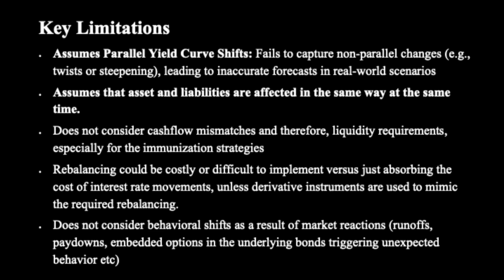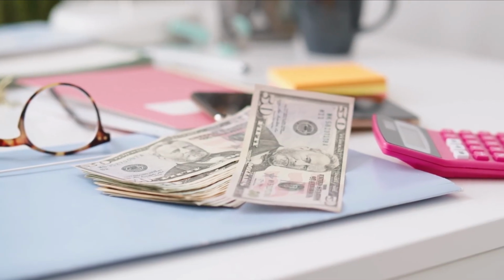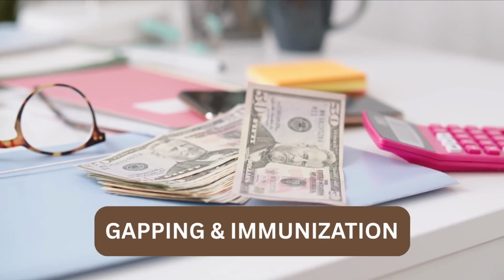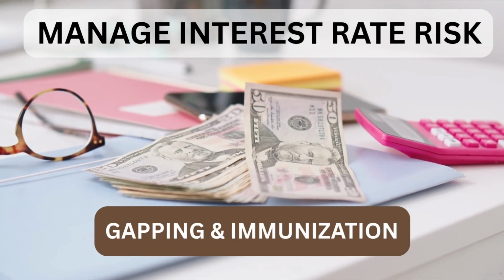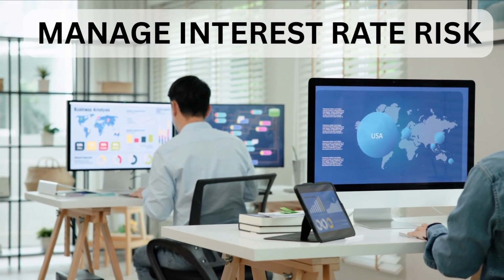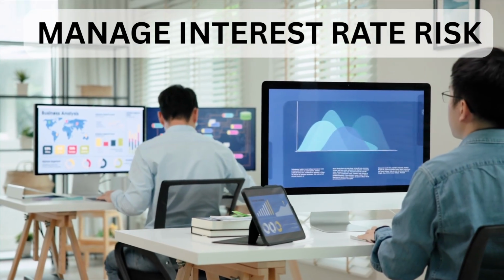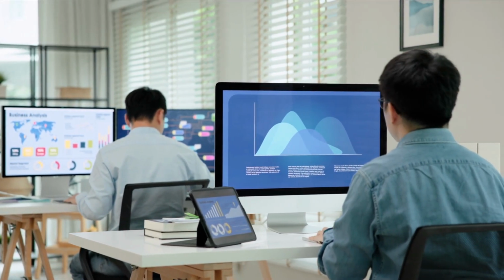Last but not the least, it does not consider behavioral shifts as a result of market reactions, like runoffs, paydowns, debt, embedded options in the underlying bonds, etc. All this can trigger unexpected behavior and unexpected financial implications. Still, these two tools, gapping and immunization, are very useful tools to manage interest rate risk, especially for banks. They are simple to understand and can be the basis for a beginning plan that can be overlaid with complexity for scenario analysis and strategic planning.